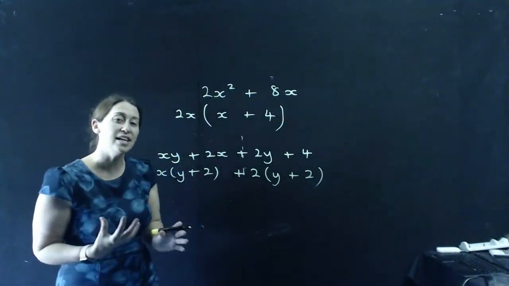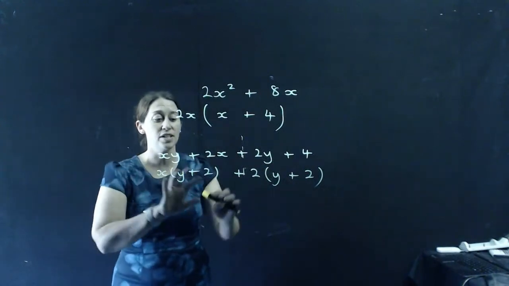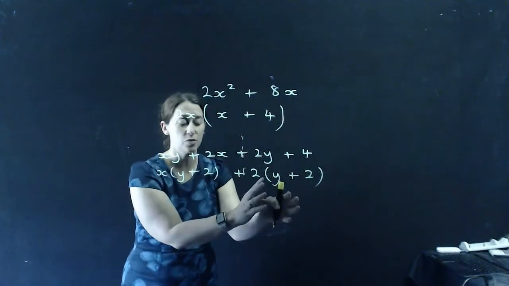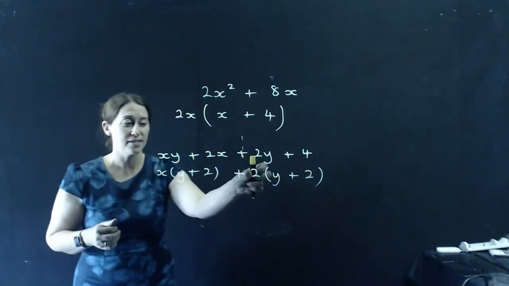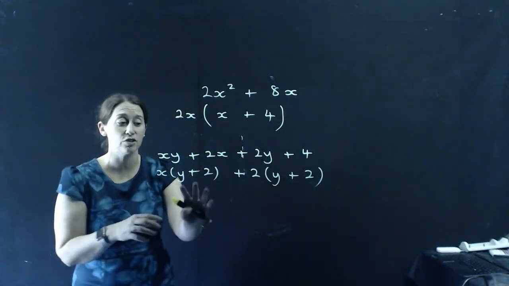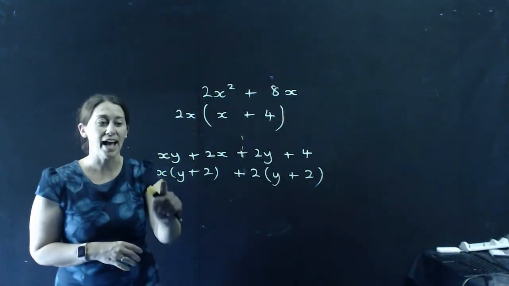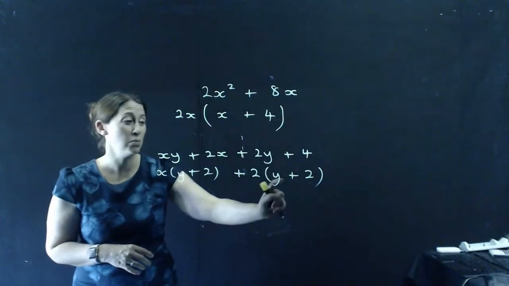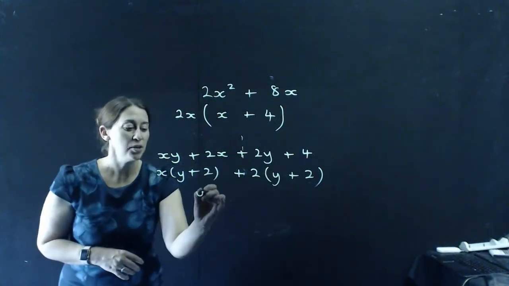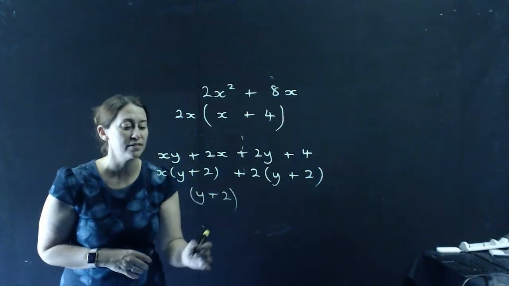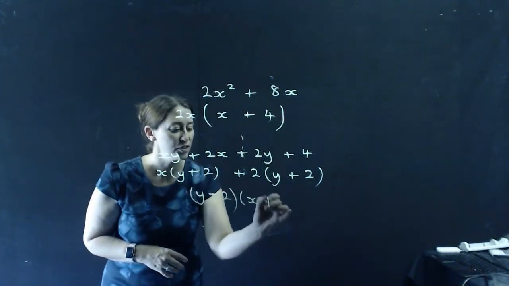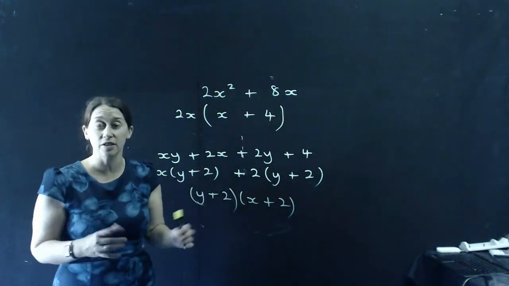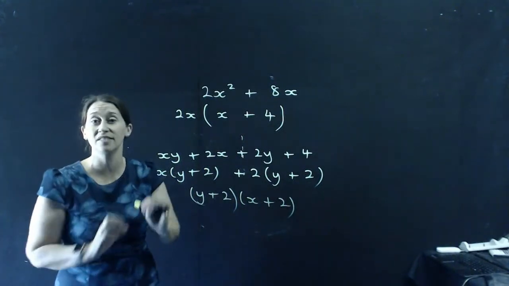Now what's happened here is I've condensed the 4 terms into 2 terms. This is a whole term together, and so is this one here. And what I can see is that each term has a common factor of y plus 2. In fact, x is multiplied by y plus 2, plus 2 is multiplied by y plus 2. So I can pull out the y plus 2 as a common factor, and I have x plus 2 as the second part. Now I've got a fully factorized expression, and this is what we call factorizing in groups.